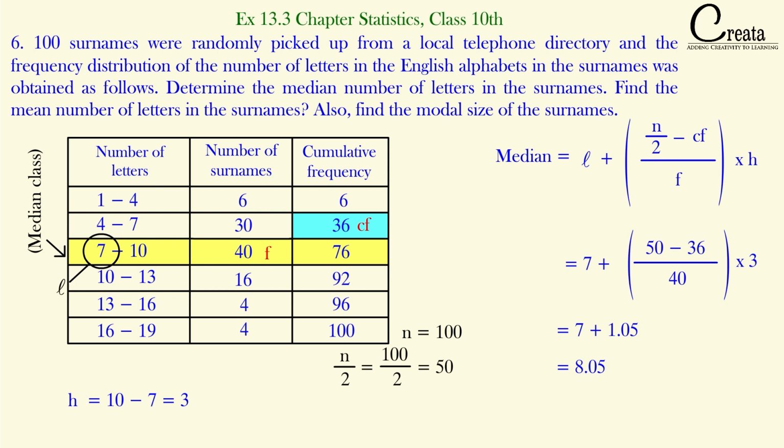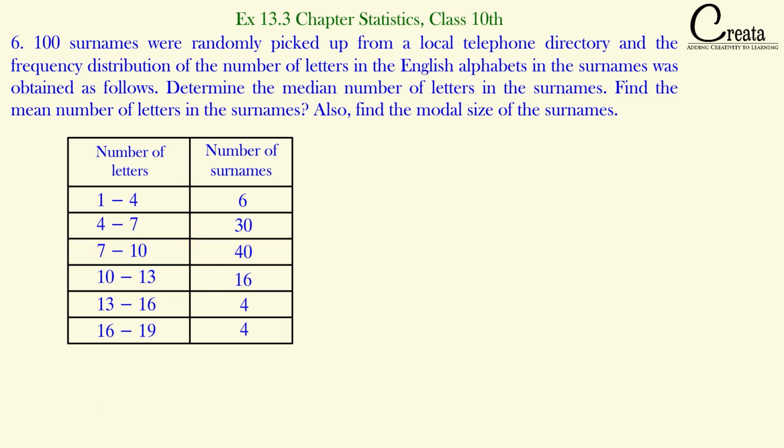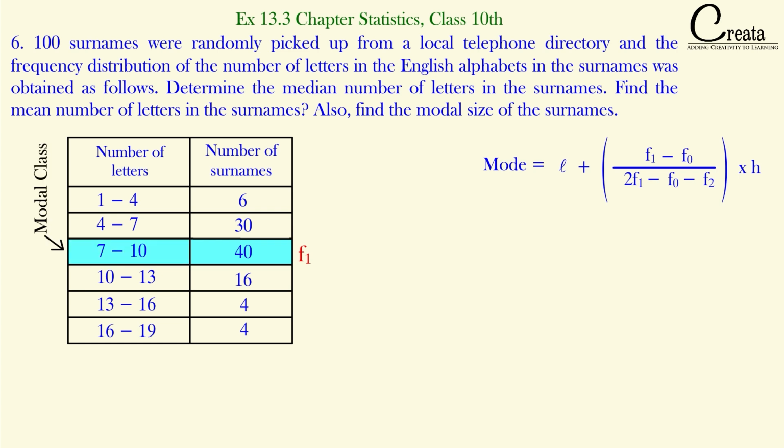Next, we will go to the mode. So let's refresh the data. This is the formula of the mode. Our first step in calculating the mode is locating the maximum frequency. This is the frequency column. Out of all these frequencies, 40 is the maximum frequency, which will be F1. Further, the class corresponding to the maximum frequency is the modal class.